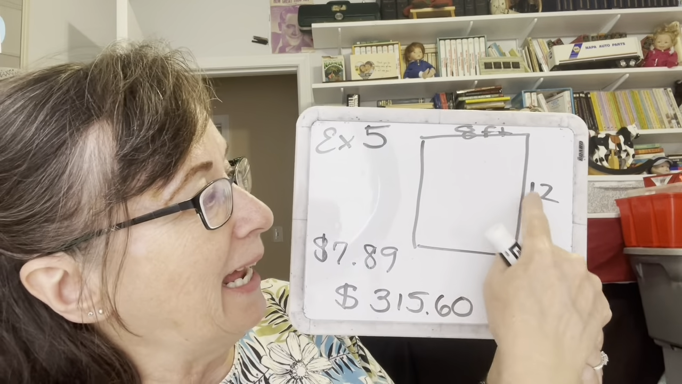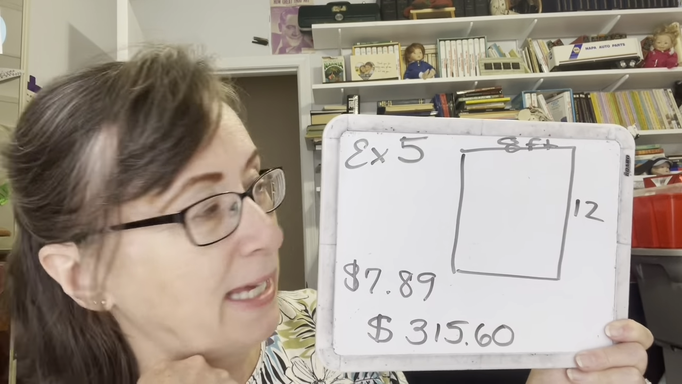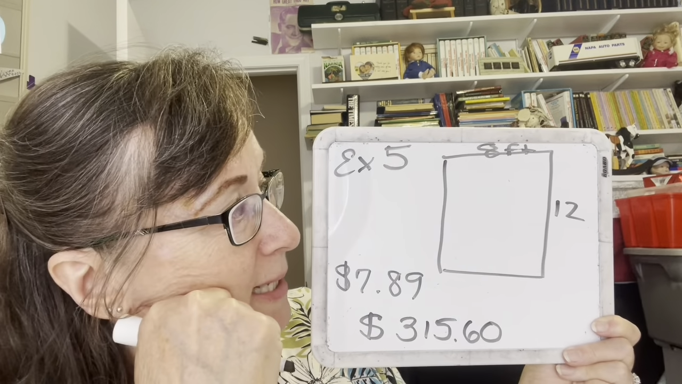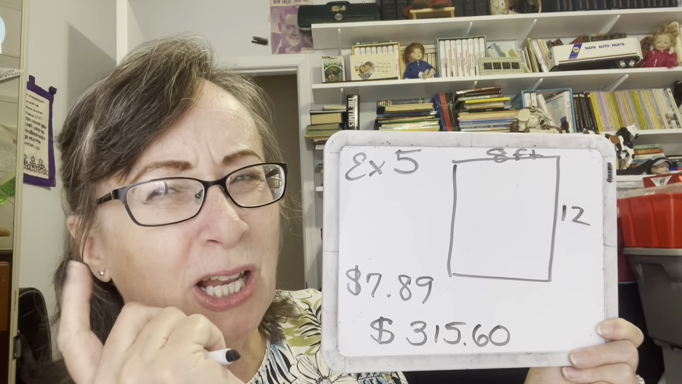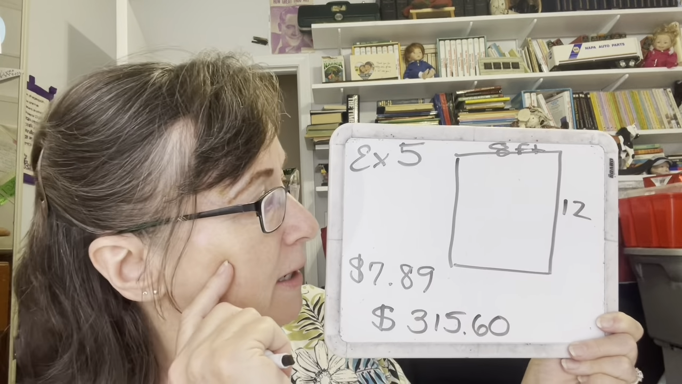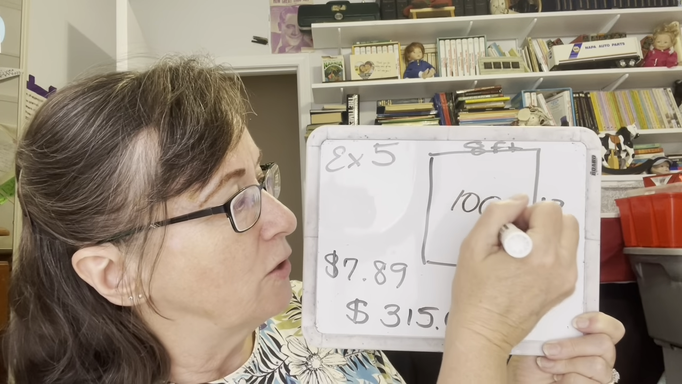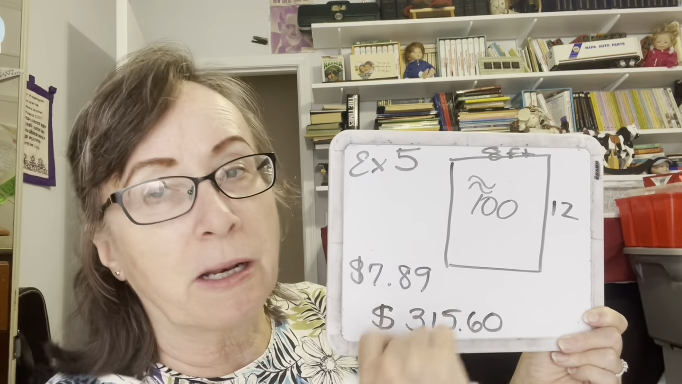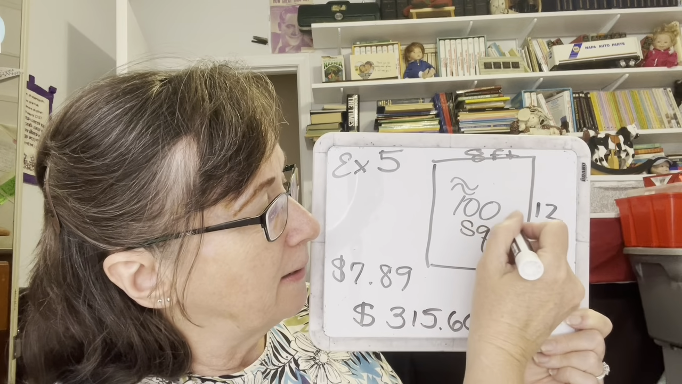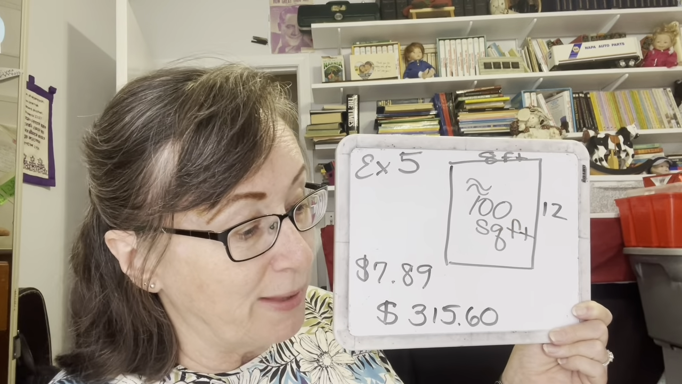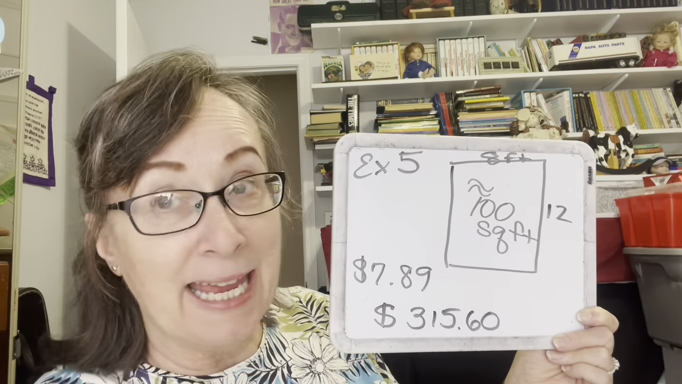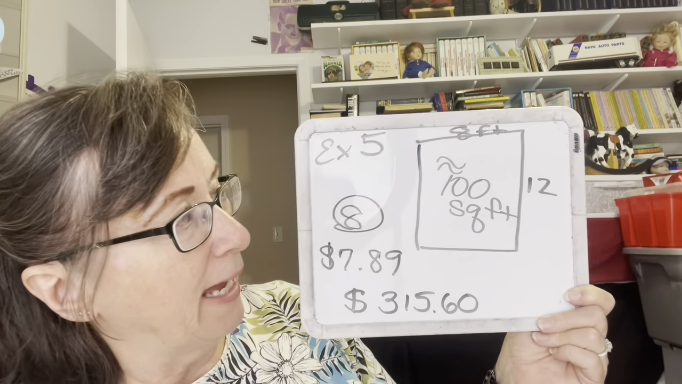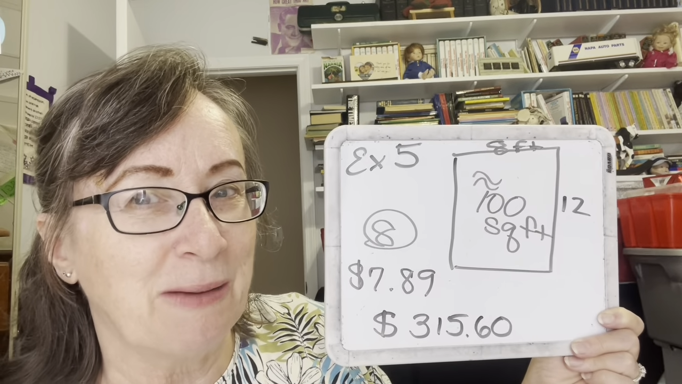So here we've got 8 times 12, and 8 times 12 is 96. Okay, so 8 times 12 is 96, which is real close to 100 square feet. So we could use 100 square feet. Now I use this little symbol. This is your approximation symbol. Approximately 100 square feet. Okay, and remember that the $7.89 is for every square foot. So let's make that $8. Okay, so 100 square feet times $8.